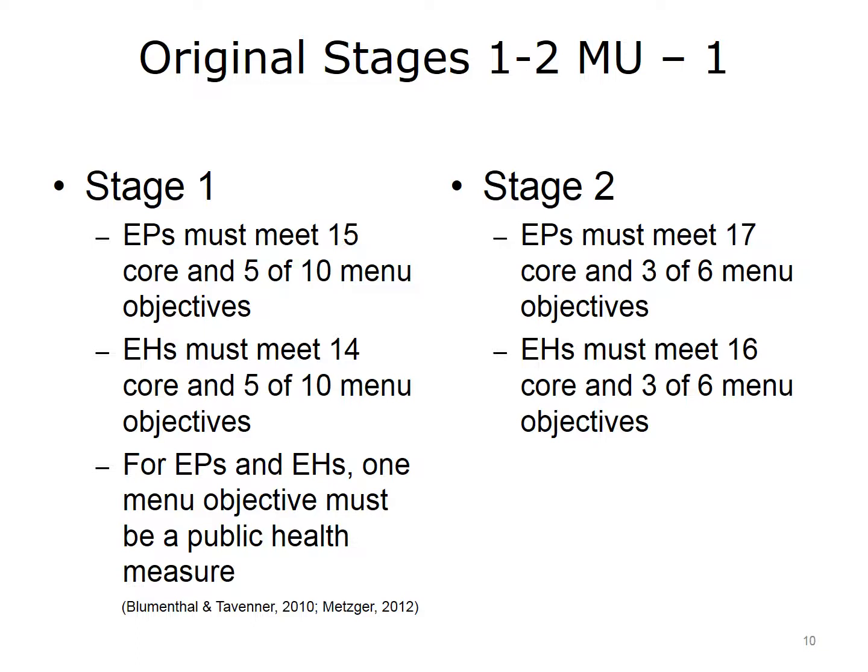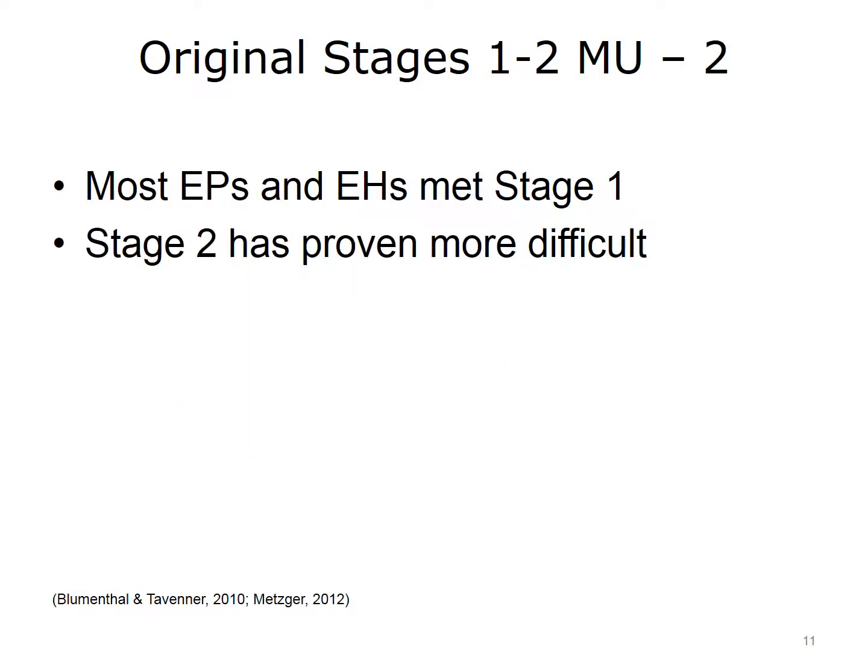Now, eligible professionals had to meet 17 core and 3 of 6 menu objectives, and eligible hospitals had to meet 16 core and 3 of 6 menu objectives. Stage 1 requirements were achievable by most eligible professionals and eligible hospitals. Stage 2 requirements proved more difficult for many eligible professionals and eligible hospitals to meet.